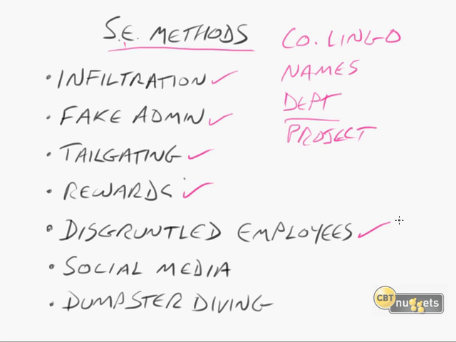Now that's an easy example, and of course it's easy for me to show how something could be revealed when I'm making it up, when I'm talking to you about it. But in reality, disgruntled employees are a great way to be able to get some of this information.